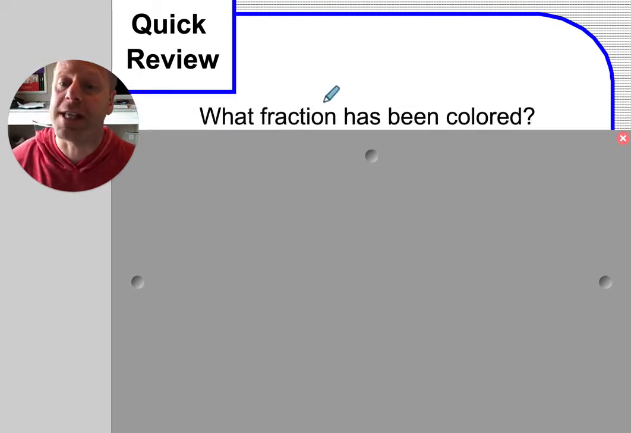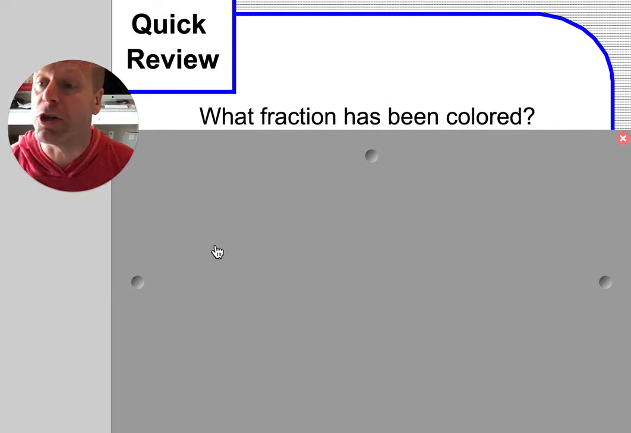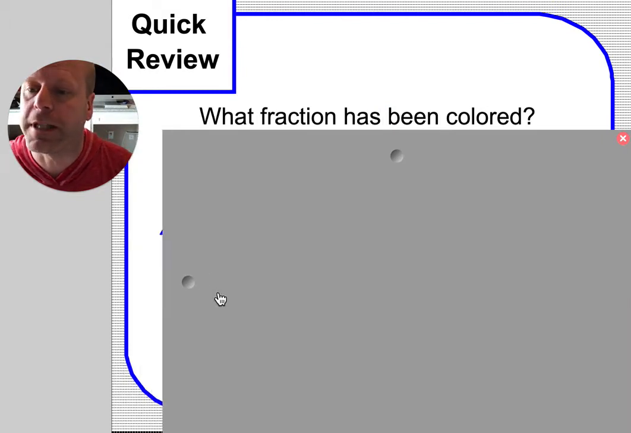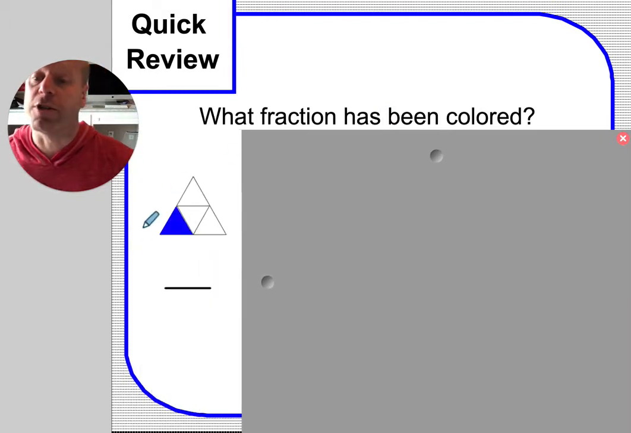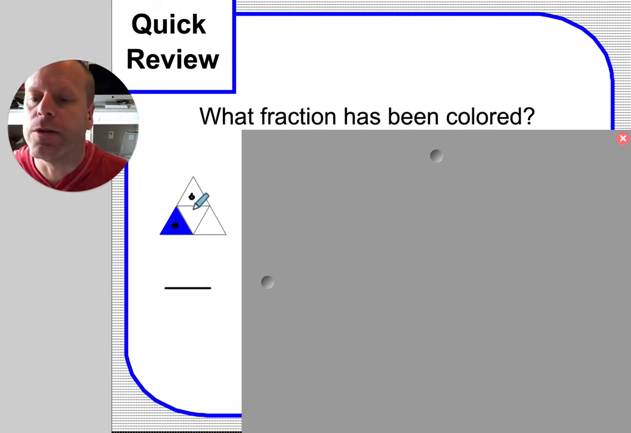The directions say what fraction has been colored. So we're going to be looking at some shapes that have been divided equally into parts, and some of those parts will be shaded or colored in. Let's take a look. All right, so the first step is to figure out the denominator. The denominator, it's a fancy word that means all the parts. So let's count up all the parts. 1, 2, 3, 4, all together.